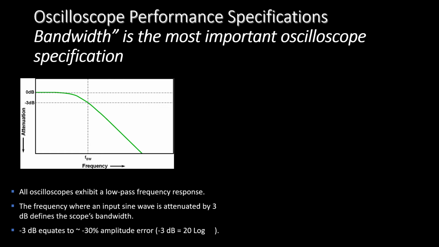You may have plotted a response similar to this in some of your classes. As the frequency of an input signal increases, the scope will begin to attenuate the input signal and then begin to make inaccurate measurements. The frequency at which the sine wave input signal is attenuated by 3 dB is the bandwidth of the scope, but 3 dB of attenuation is equivalent to approximately 30% attenuation based on the 20 log V naught divided by Vi formula.